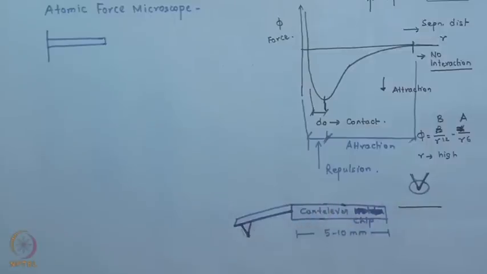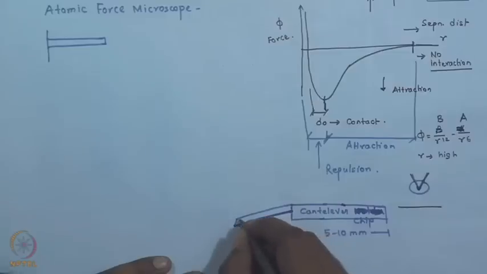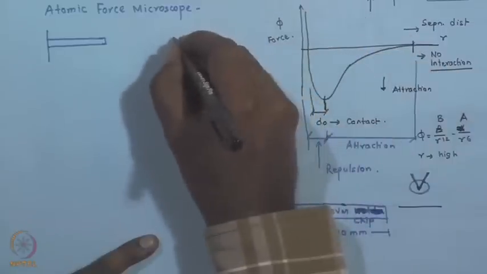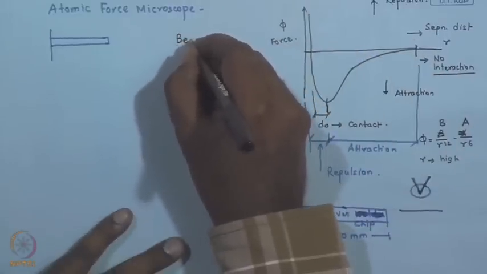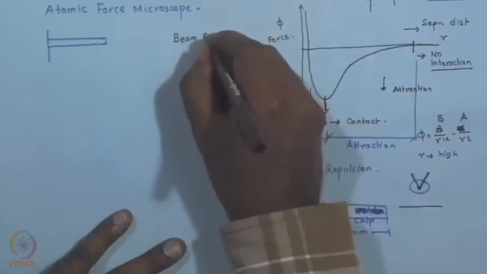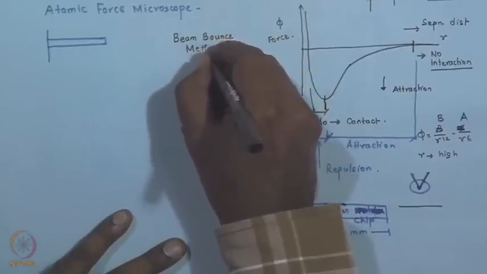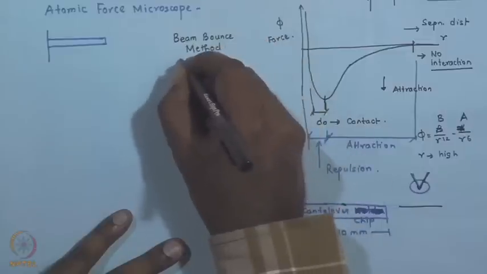Both the cantilever as well as the tip have some desired properties, and we will talk about some of them. One additional thing before I forget: typically in commercial cantilevers, the detection technique used is, as we mentioned in the previous class, the beam bounce technique, using a laser.